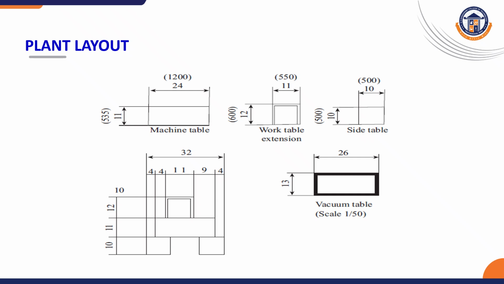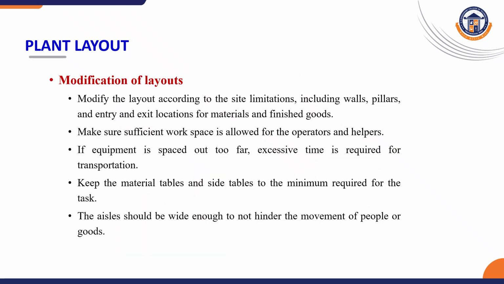The machine table is 24 centimeters in length, and similarly 11 centimeters in width. Then here you see a work table extension and a side table. What you're seeing here is an international standard for all types of sewing machine where an individual operator works. Then a vacuum table is always used for ironing the finished garment, so it needs a vacuum, which sucks accordingly.